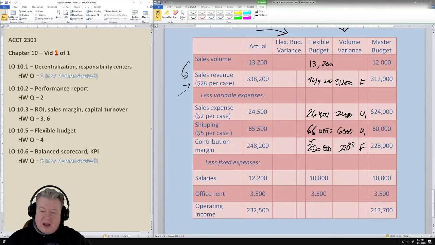Now notice down here that I've left these numbers from the master budget. And why is that? Because fixed. Remember, fixed by definition means an expense that does not change with volume. Remember, we went through that whole thing of what's the difference between a variable expense and a fixed expense. Theoretically, this amount should not change. These two amounts should not change, even though we had more or less volume.